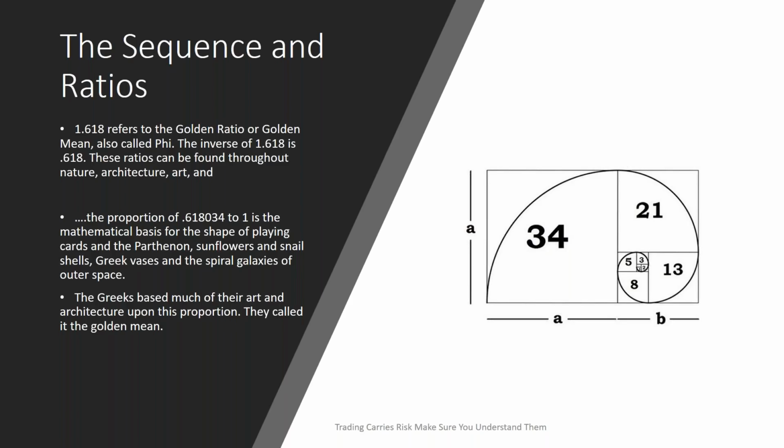But the number 1.618 refers to the golden ratio or the golden mean, which is sometimes called phi. The inverse of 1.618 is 0.618. These ratios can be found throughout nature, architecture, and art. The proportion of 0.618 to 1 is the mathematical basis for the shape of playing cards, of the Parthenon, of sunflowers, of snail shells, Greek vases, and the spirals of galaxies in outer space. Why? We don't know. We just know that they occur all throughout the universe.